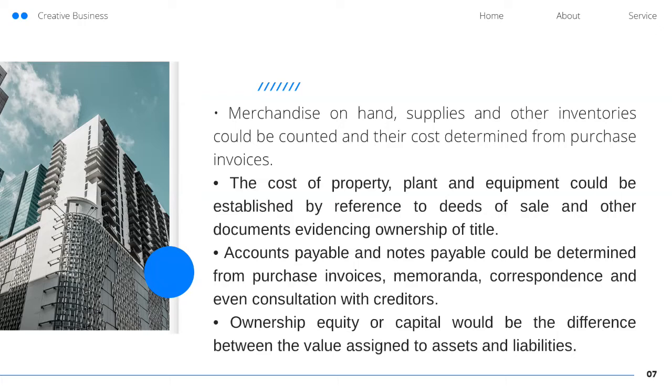Fourth example, the cost of property, plant, and equipment could be established by reference to deeds of sale and other documents evidencing ownership of title. Then fifth example, accounts payable and notes payable could be determined from purchase invoices, memoranda, correspondence, and even consultation with creditors. And lastly, ownership equity or capital would be the difference between the value assigned to assets and liabilities.